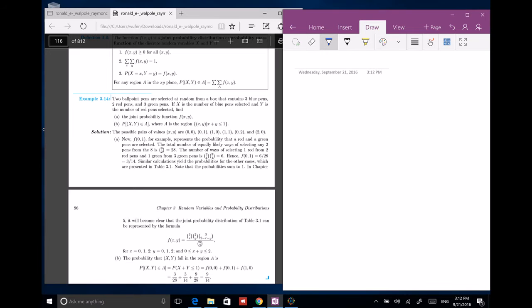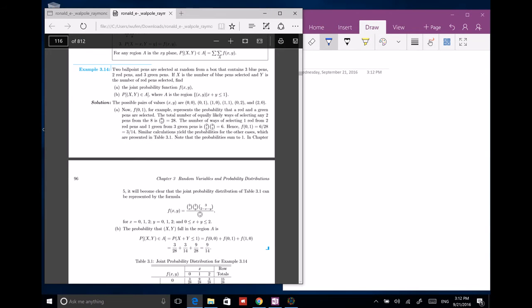Two ballpoint pens are selected at random from a box that contains 3 blue pens, 2 red pens, and 3 green pens. If X is the number of blue pens selected and Y is the number of red pens selected, find the joint probability distribution f(x,y).